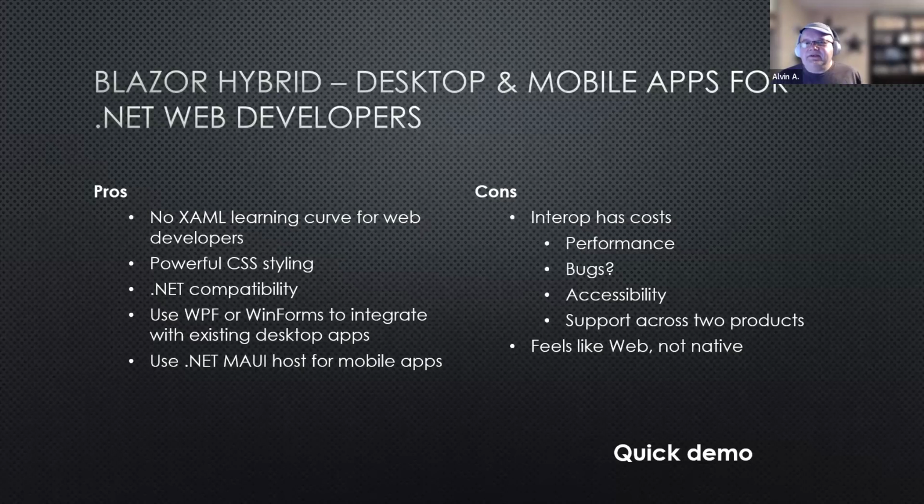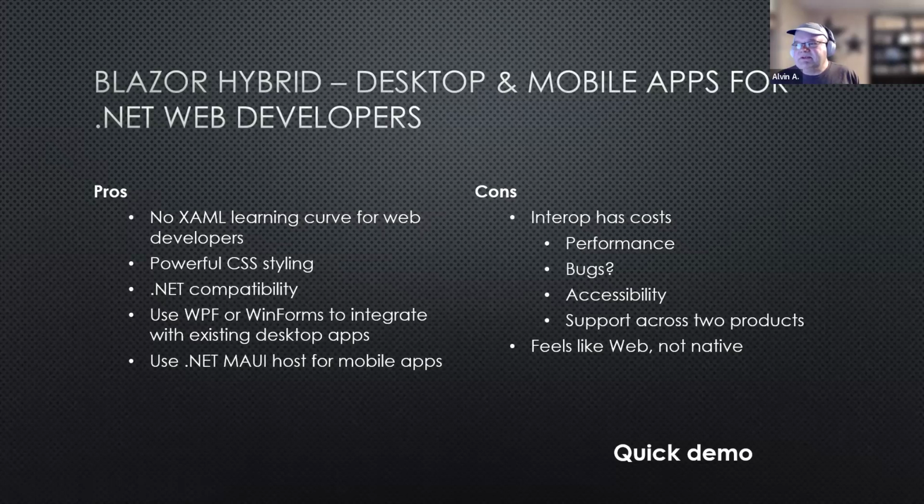So with Blazor, if you are a web development shop and you already know Blazor, you know C#, there's no XAML learning curve for you. You can use powerful CSS styling like you do in all your web apps. You've got the .NET compatibility with all the code that's used in Blazor. You can use WPF or WinForms to integrate with existing desktop apps as well, if you just wanted to have the one screen with the Blazor app inside it. And Maui for mobile.